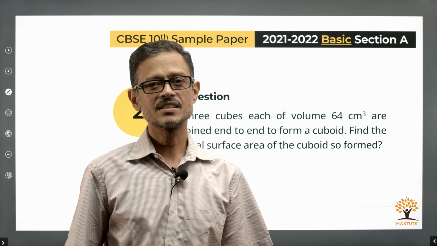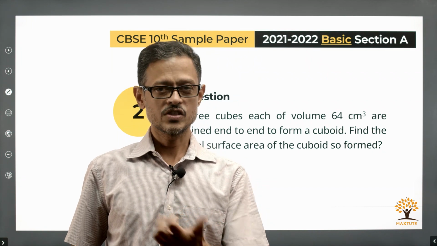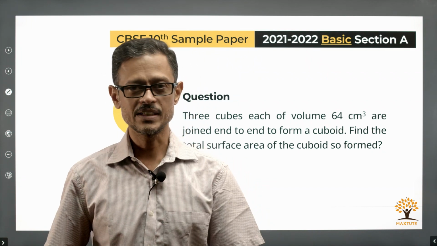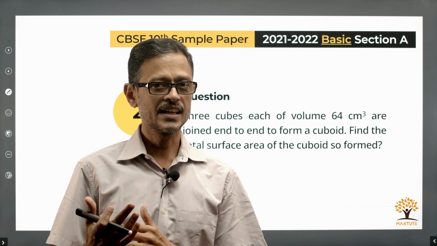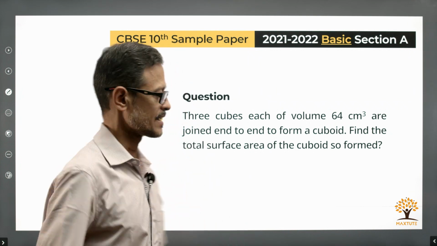Both are easy questions. One is a Section A question, which is a 2-mark question. The other one is a case study based question. The first one essentially deals with volumes and surface areas of cubes and cuboids. Let's get started with the question.